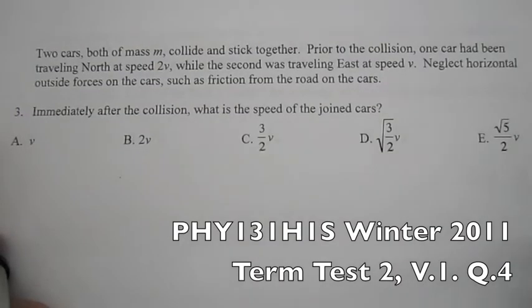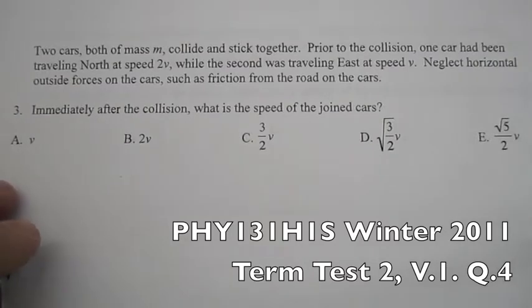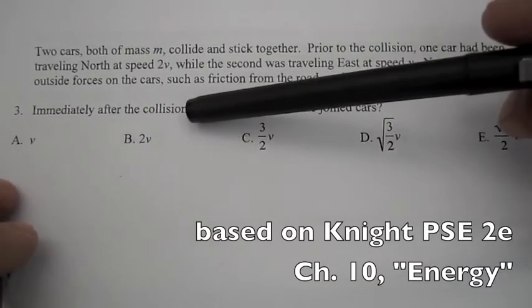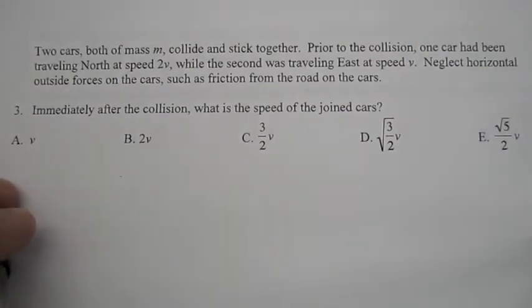Two cars, both of mass m, collide and stick together. Prior to the collision, one car had been traveling north at a speed of 2v, while the second was traveling east at a speed v. Neglect horizontal outside forces on the cars, such as friction from the road on the cars.